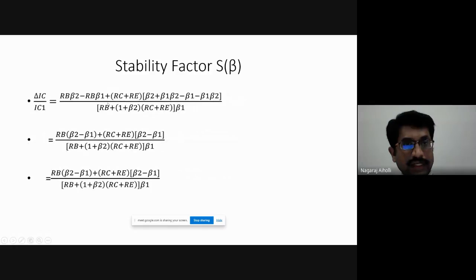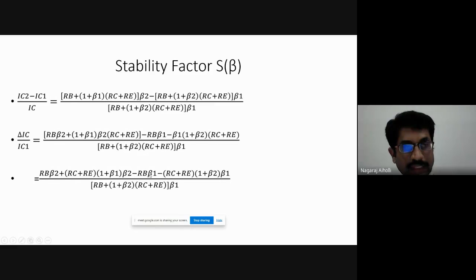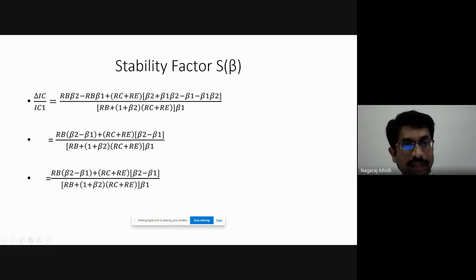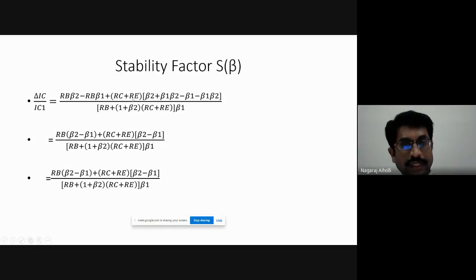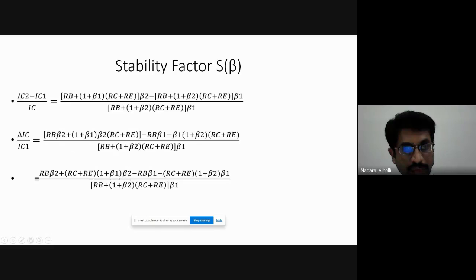Now let us take common factor as RC plus RE. RB beta 2 minus RB beta 1, plus (RC plus RE) is common in this term and in this term. Let us take it as common factor, (RC plus RE) multiplied by what is the inside term, beta 2 into (1 plus beta 1) minus (1 plus beta 2) beta 1. Okay, so again we are multiplying inside here, so it will be beta 2 plus beta 1 beta 2. Or you multiply it inside, what we get, beta 2 plus beta 1 beta 2. Yes or no?